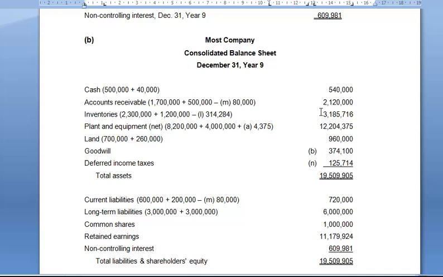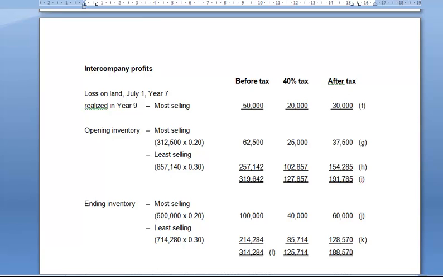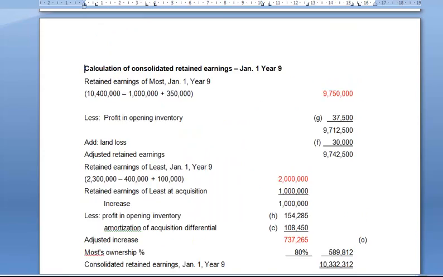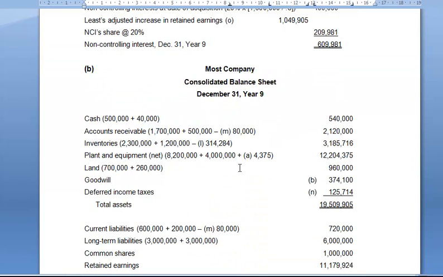All right, so we come up with this number. Our plant and equipment at net is going to take the plant and equipment at net of the parent plus the sub, and then the unamortized acquisition differential. Again, if you go back to your schedule that you did right at the very beginning, that's this little fella here. Okay, so now if we go back down here, we also have the land, again that of the parent plus the sub.